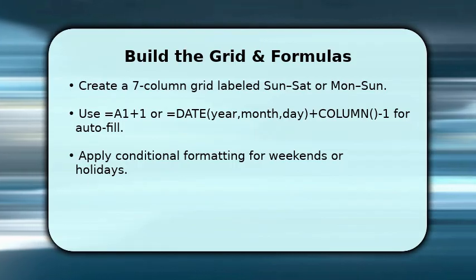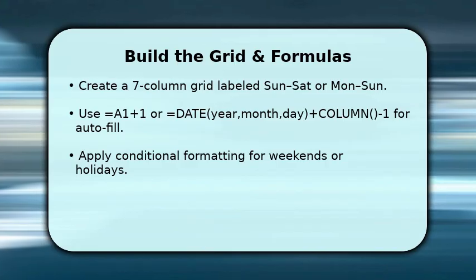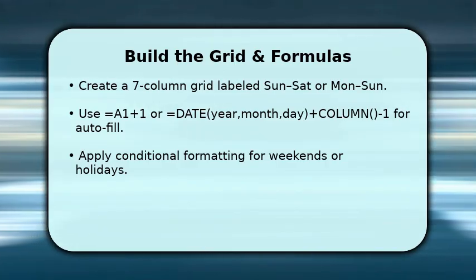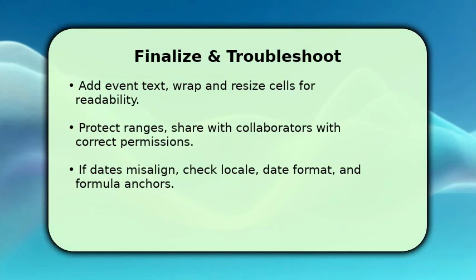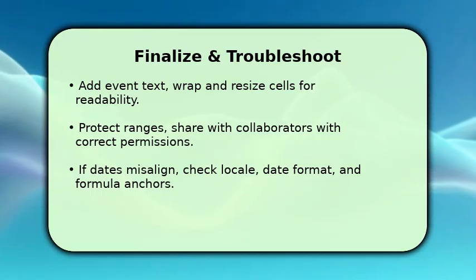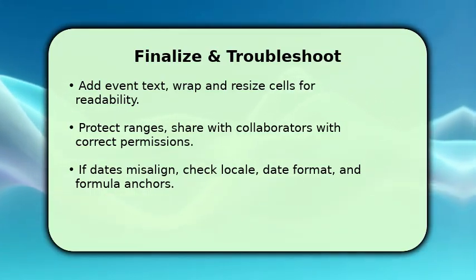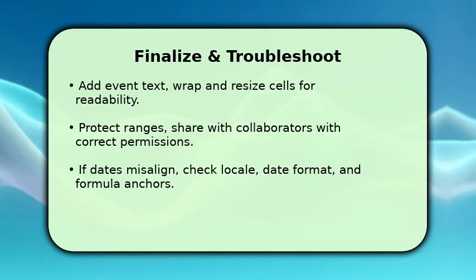Apply conditional formatting to highlight weekends and use a holiday list with MATCH to color specific dates. Finish by entering events into cells, enabling text wrap, and adjusting row heights so entries are legible. Use data validation or drop-downs for event types and protect ranges to avoid accidental edits. Then share with collaborators and set appropriate permissions.